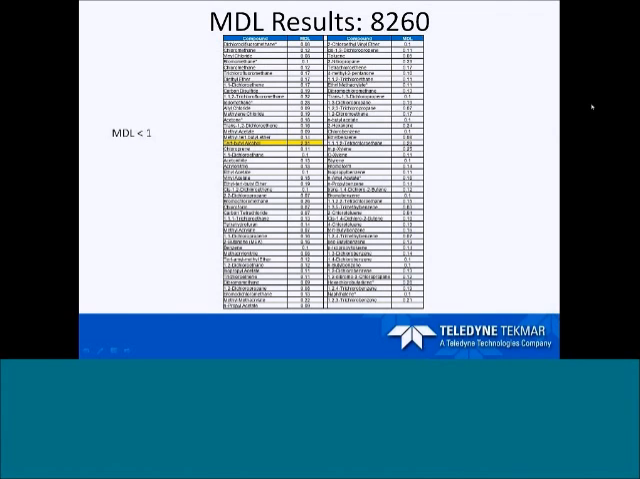Here are results from 8260, or minimum detection limit results. We ran a 1 ppb standard and 7 replicates, and we found that all passed except for tert-butyl alcohol. In order for it to pass, it had to be less than 1, and this is because tert-butyl alcohol has a poor purge efficiency.